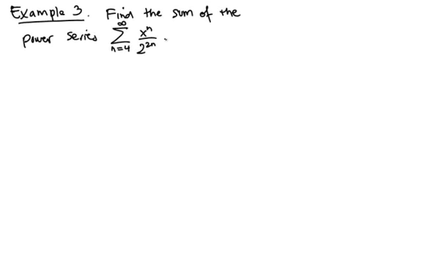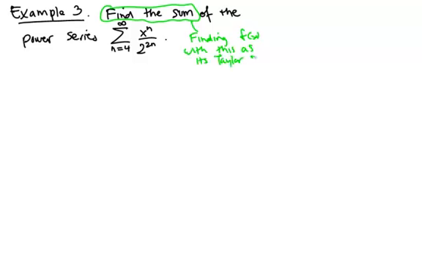Find the sum of the power series, summation n goes from 4 to infinity, x to the n over 2 to the 2n. So the first thing is, what does this actually mean? Find the sum of a power series. Finding the sum of a power series is the same thing as finding the f of x with this as its Taylor series. It's just a shorter way of saying that. So it's just another way of doing the same problem we've done in the previous two examples.